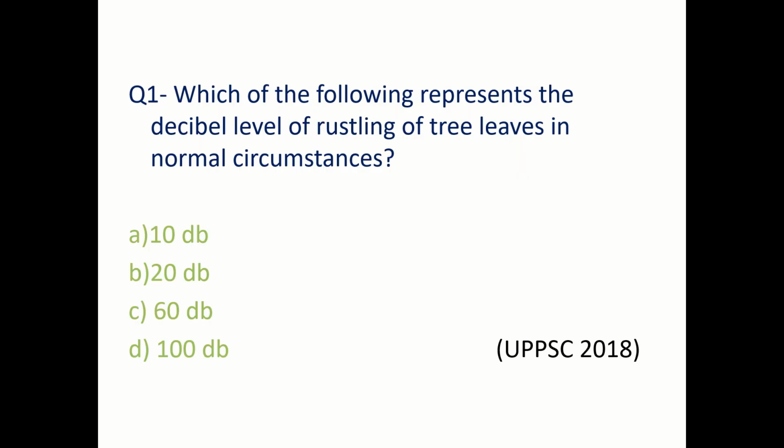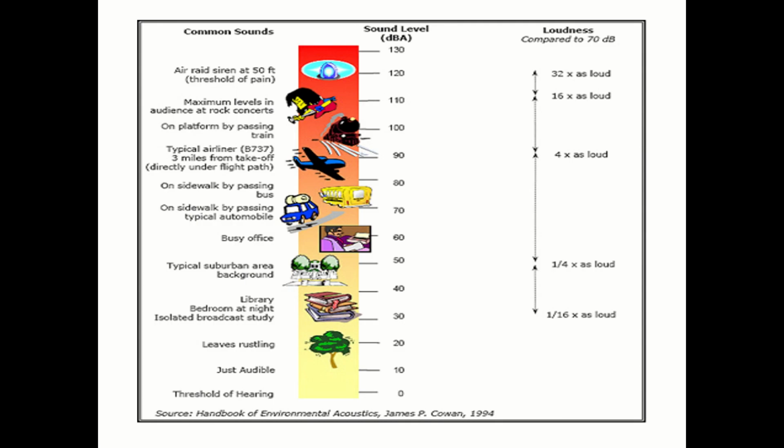Which of the following represents the decibel level of rustling of tree leaves in normal circumstances? This question was asked in UPPSC 2018. Decibel is the unit of sound. The right answer for the decibel level of rustling of tree leaves is 20 decibels.